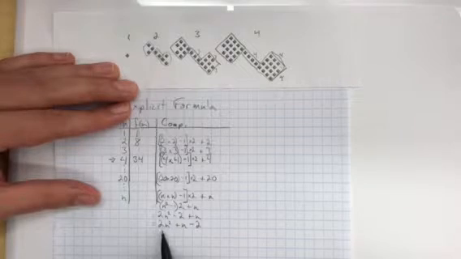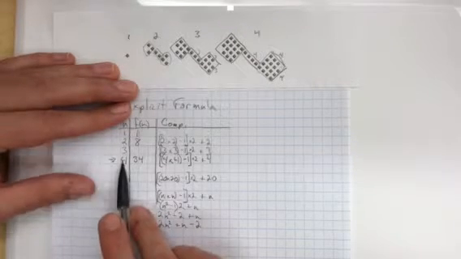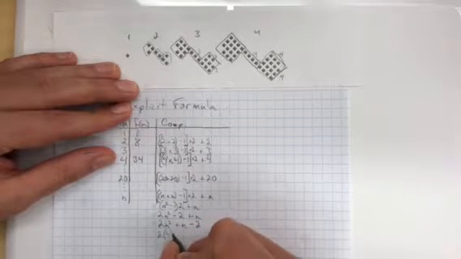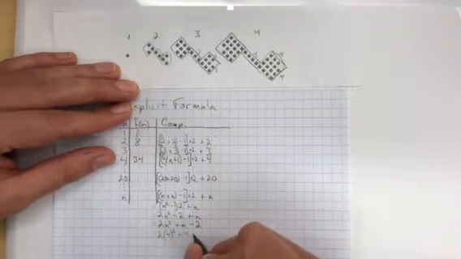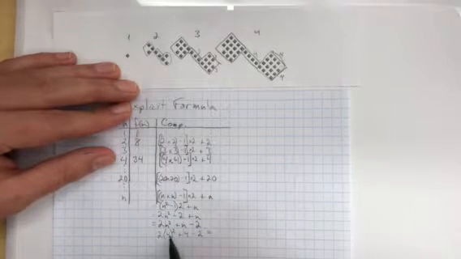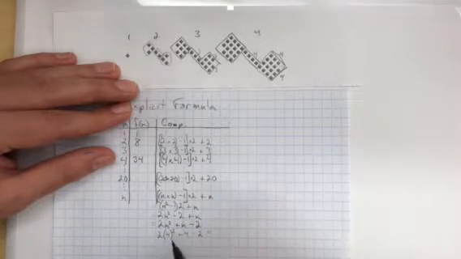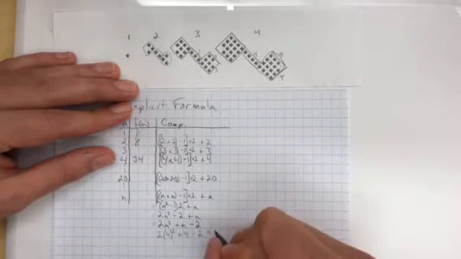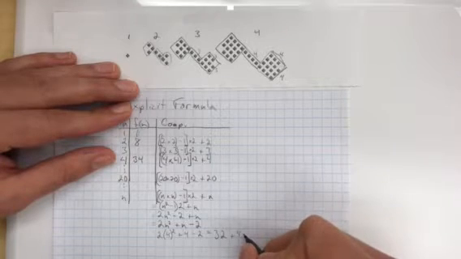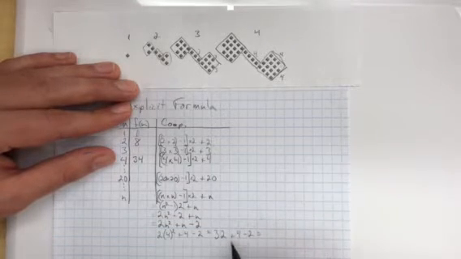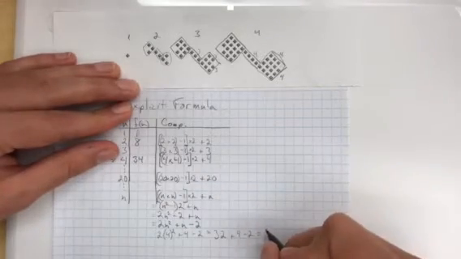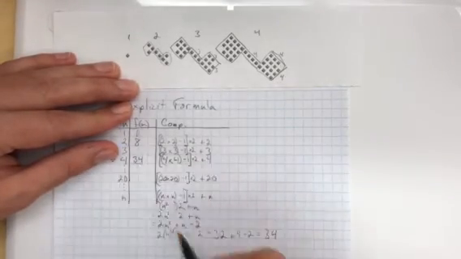Let's verify that. So let's verify that for 4. So 2 times 4 squared plus 4 minus 2. That's 2 times 16, which is 32. Plus 4 is 36, minus 2 is 34. That works out. Okay?